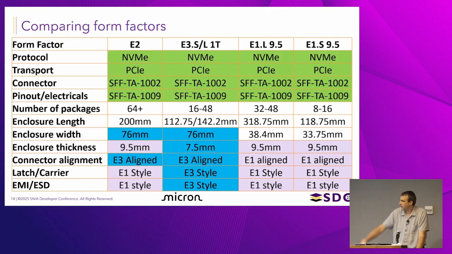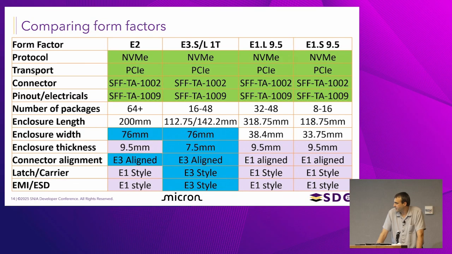Like I said, same protocol, transport, connector, electricals. The only real differences that are unique are the enclosure length and the number of packages. Everything else is copied, right? I'd be expelled from school for plagiarism at this point. But, like I said, if you can leverage stuff, you can leverage stuff.